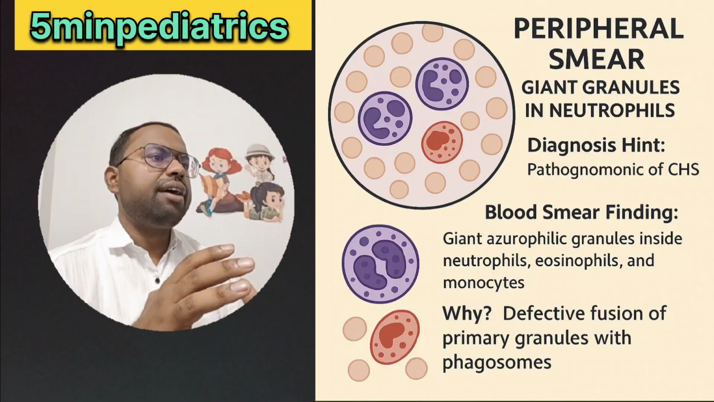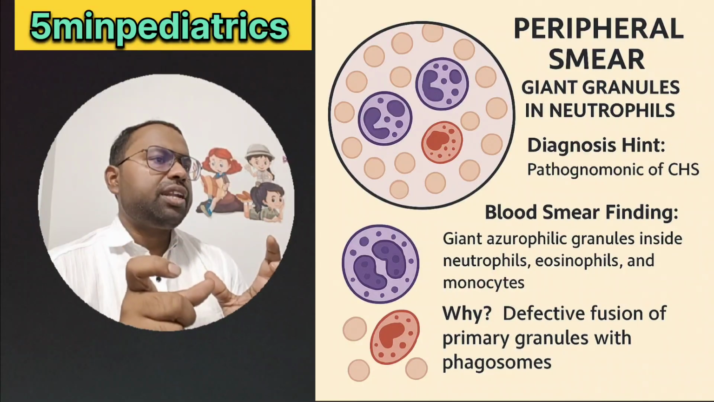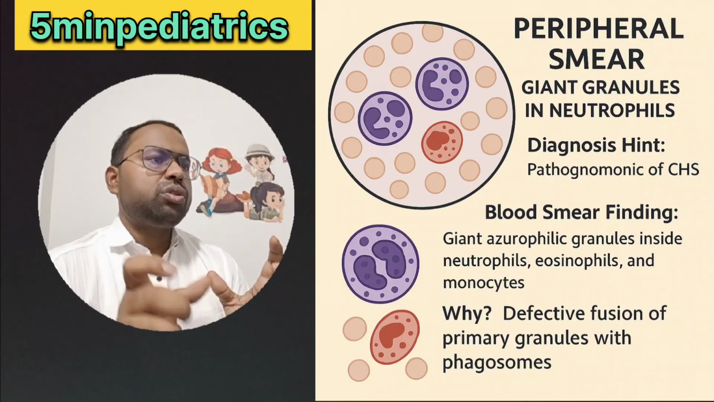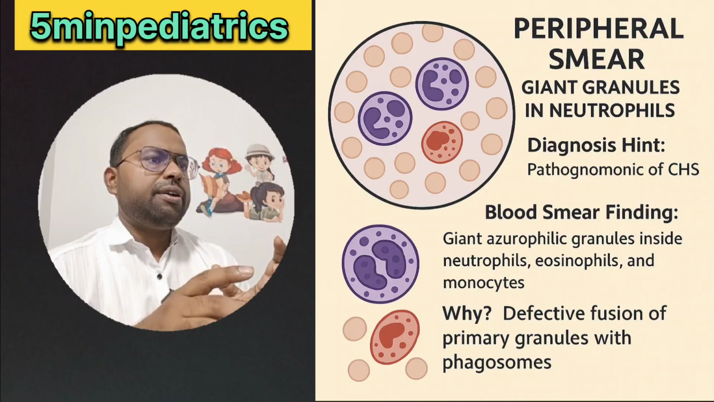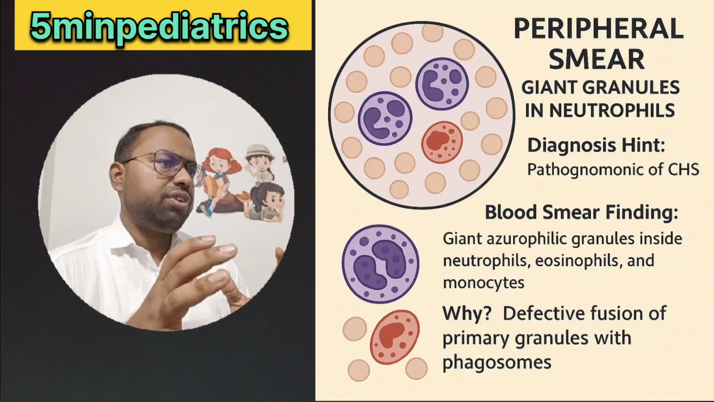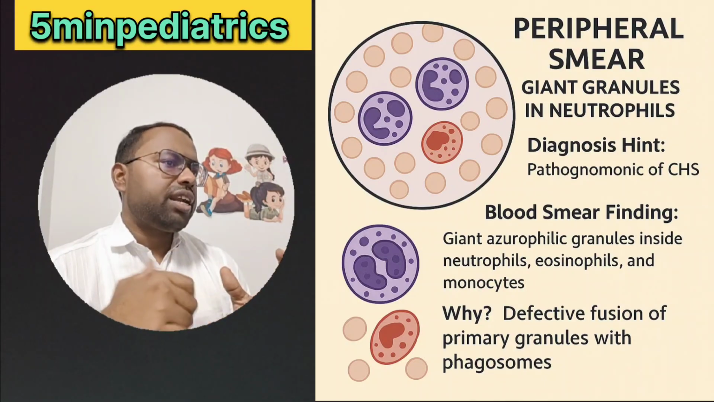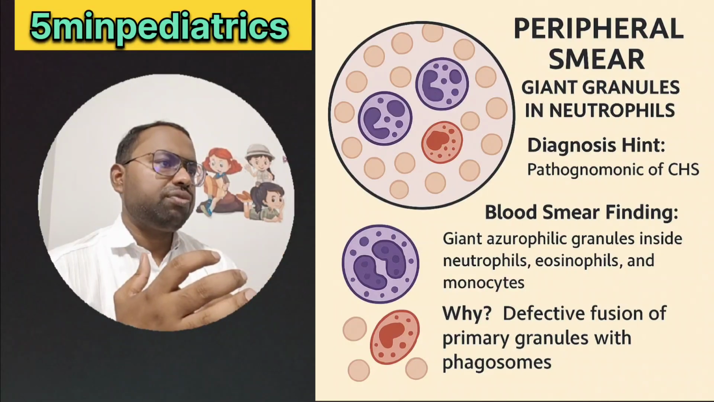Next clue, we have a peripheral smear. In the peripheral smear you get giant granules in neutrophils. So this is pathognomonic of Chediak-Higashi syndrome. In the blood smear you get giant azurophilic granules inside neutrophils, eosinophils and monocytes. Why it occurs: there is a defective fusion of primary granules with phagosomes.